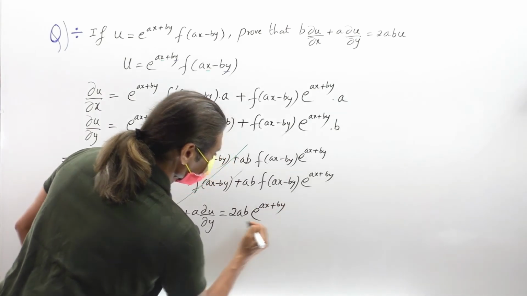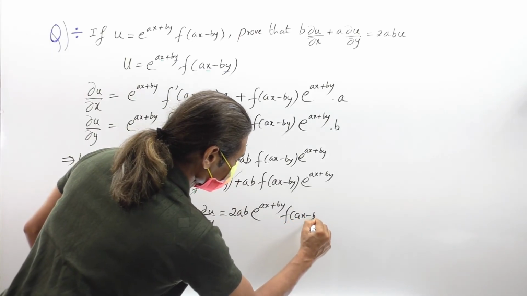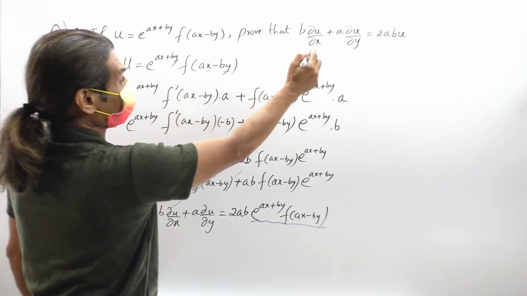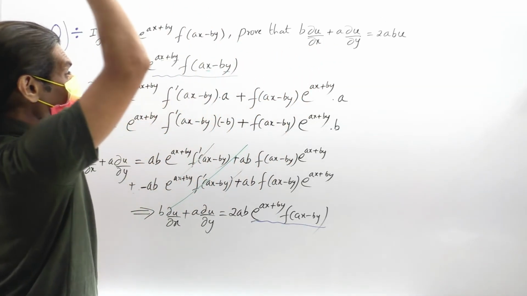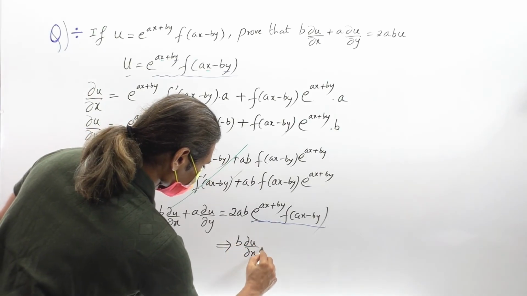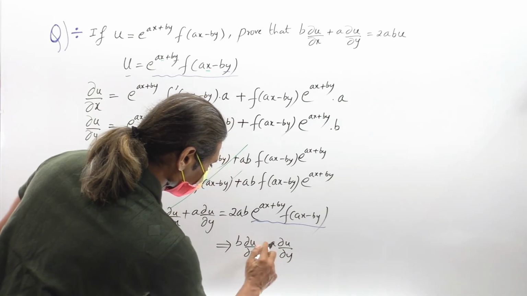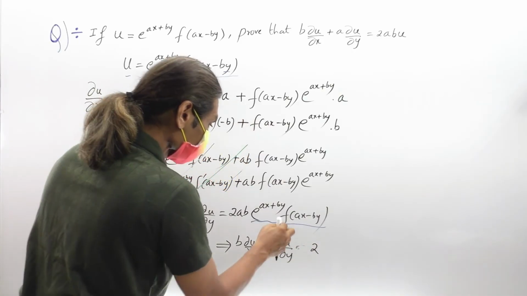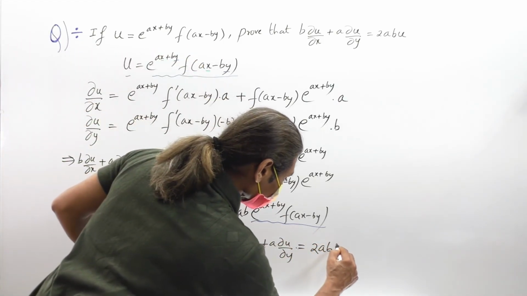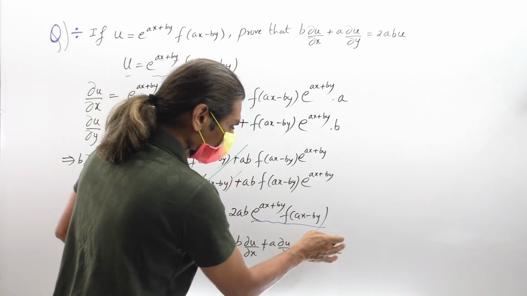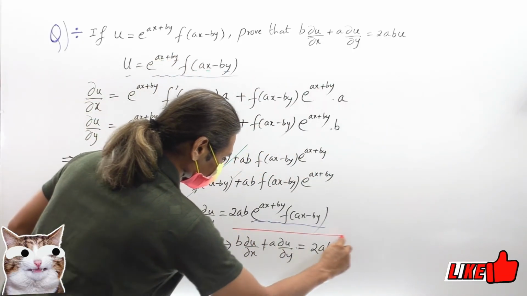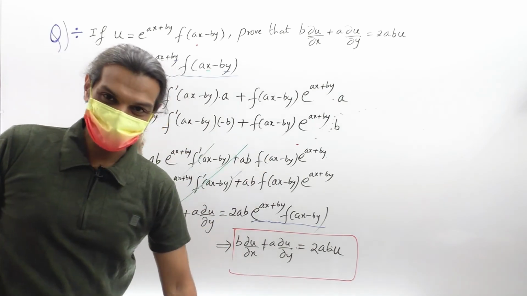to x plus by into f of ax minus by. But what is e raised to x plus by into f of ax minus by? See the question, e raised to x plus by into f of ax minus by is nothing but u. Therefore you can write b ∂u/∂x plus a ∂u/∂y equals 2 into ab into what is e raised to x plus by into f of ax minus by, nothing but from the question u. That's what they want us to prove. So b ∂u/∂x plus a ∂u/∂y is equal to nothing but 2ab u. That's the answer which they need. I hope you understood clearly how to solve this.